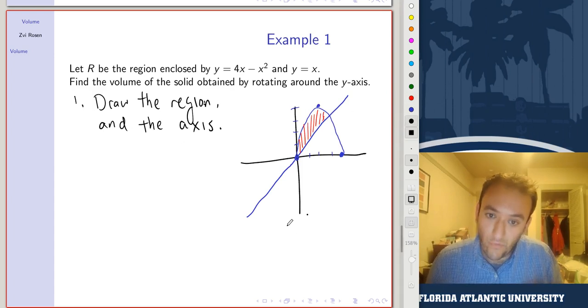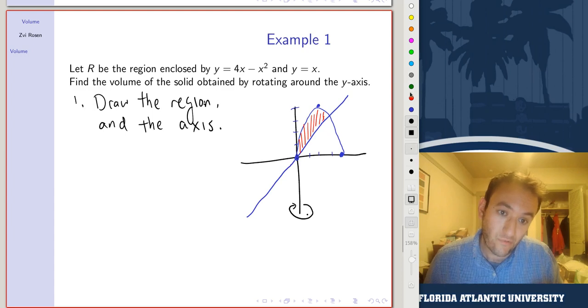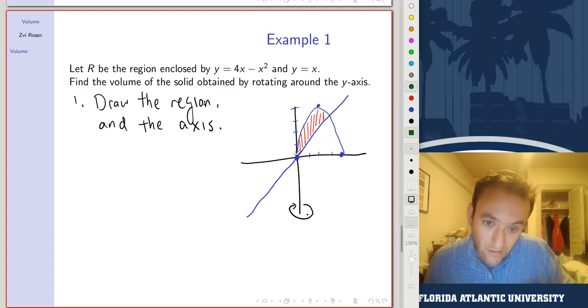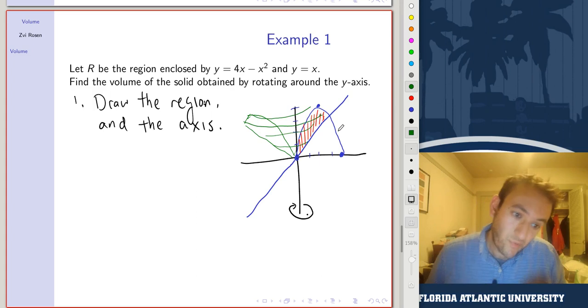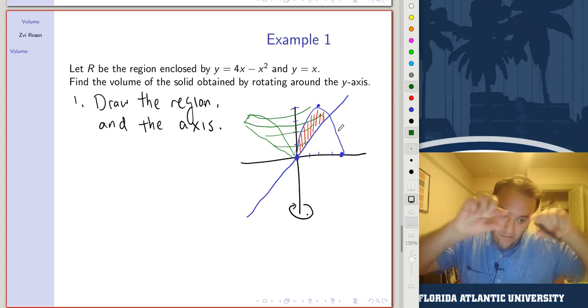And now in terms of which axis we're using, we're told to rotate around the y-axis. So we're going to rotate like this. And if we wanted to give ourselves a little sketch of what the solid would look like, it'll be something like this. It's a little bit like a cone with a rounded top.